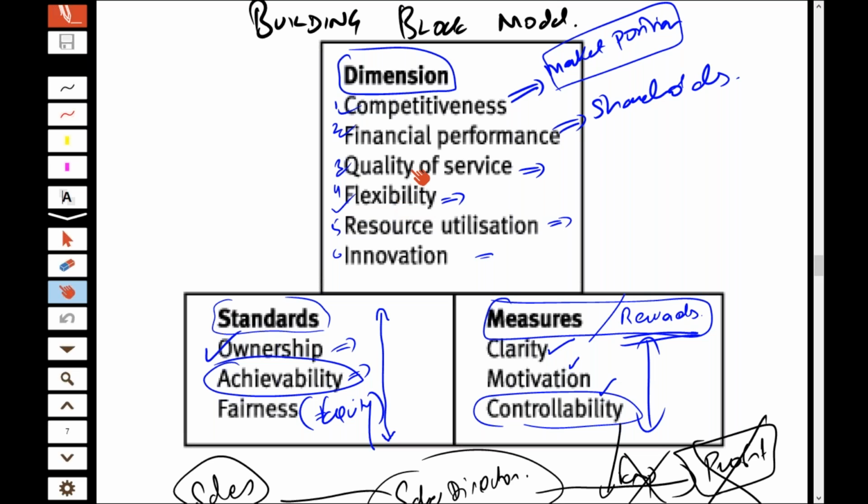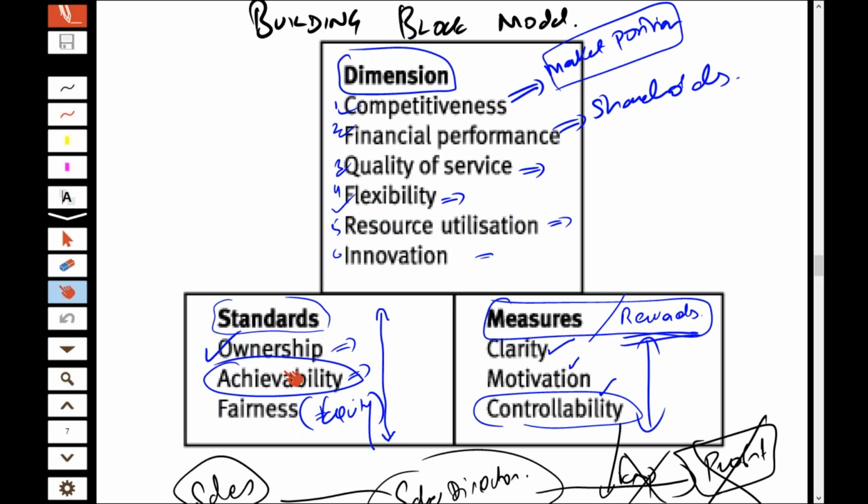And I told you that while measuring the performance, you have to make sure that you meet the standards of ownership, achievability, and fairness, which is also termed as equity. So what do you need to ensure? That you meet the standards of ownership, achievability, and fairness, which is also termed as equity.